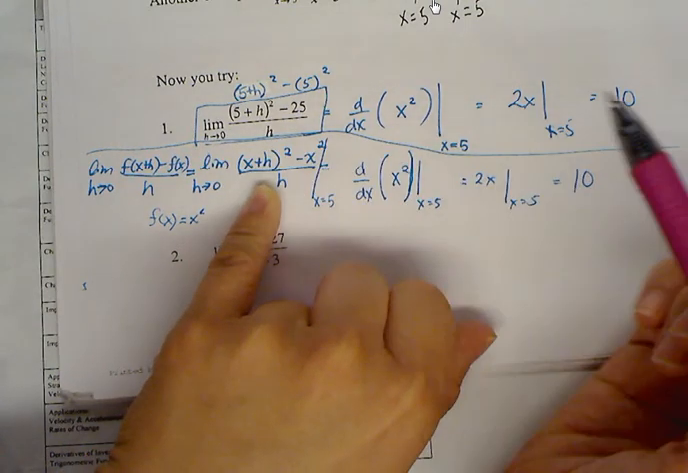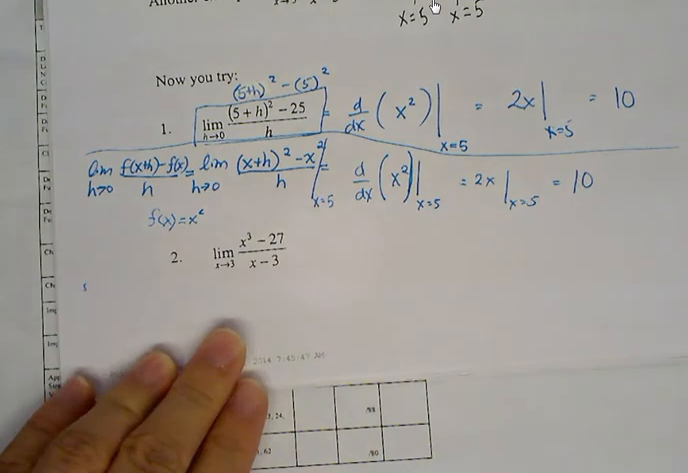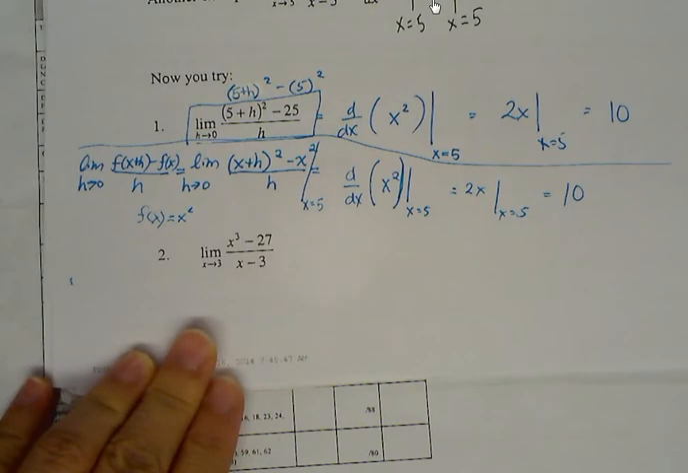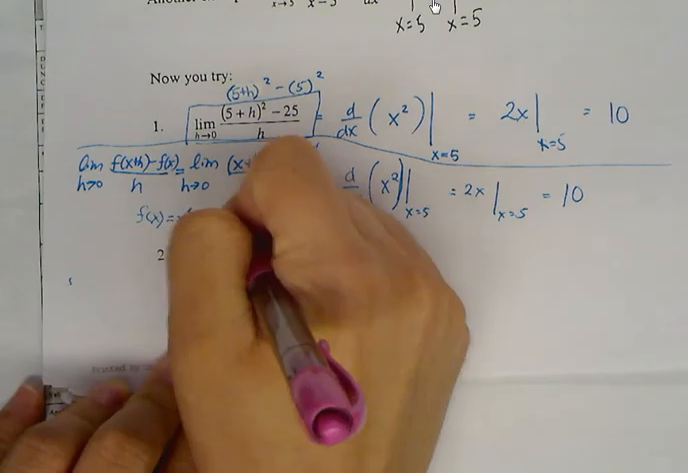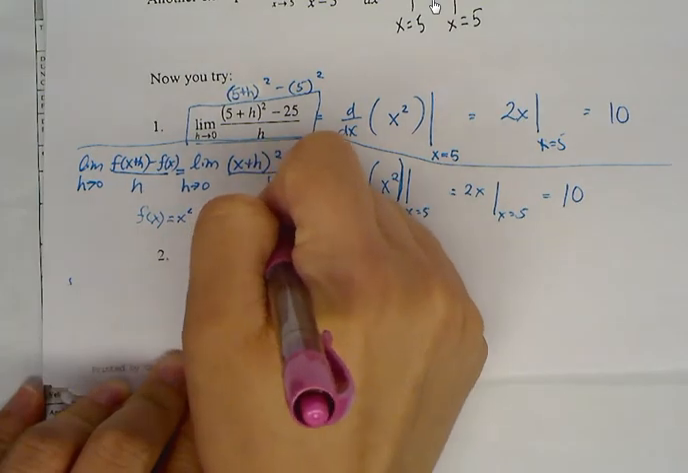Okay. What about here? You know that this is the alternate definition, the second one. Here I have a clue. 27 is 3 cubed, right?